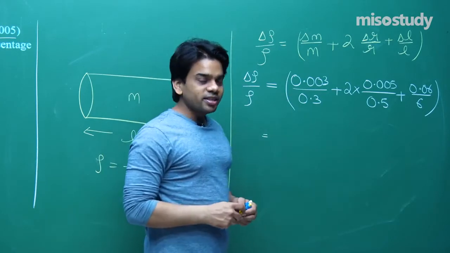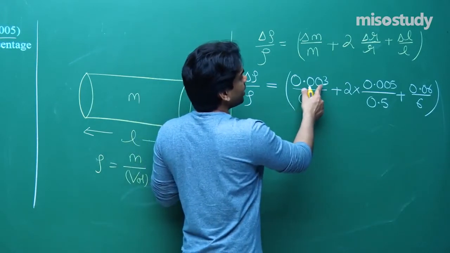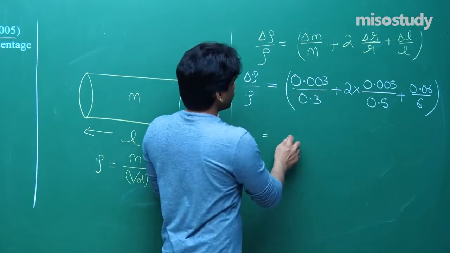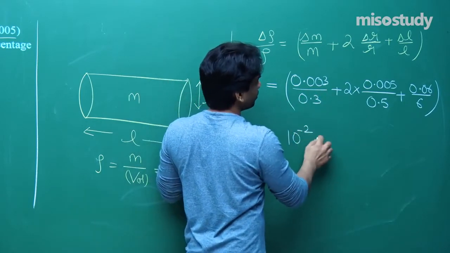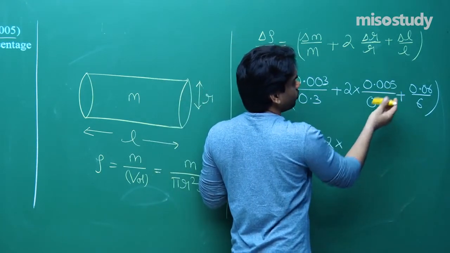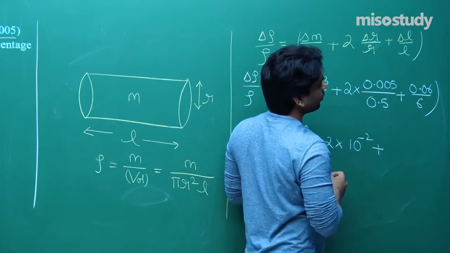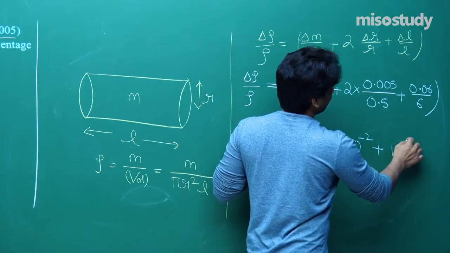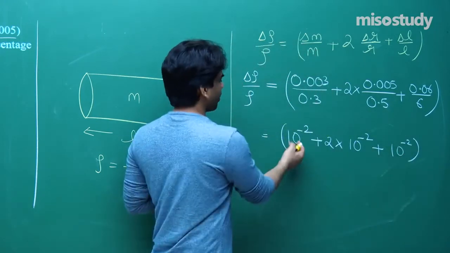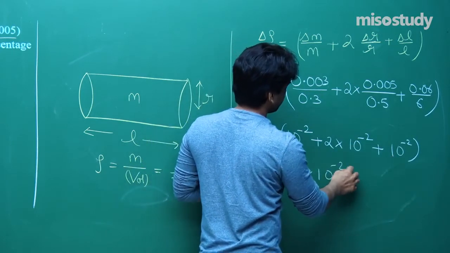0.003 by 0.3, you can see if you multiply by 1000 here, you will get 0.3 into 10 to the power minus 2. So you will have 10 to the power minus 2 here, plus twice of, again 0.5, you will have again 10 to the power minus 2, plus for this term also 10 to the power minus 2. So if you take 10 to the power minus 2 outside, I will have 1 plus 2, 3, plus 1, 4. So 4 into 10 to the power minus 2, this is the relative error.